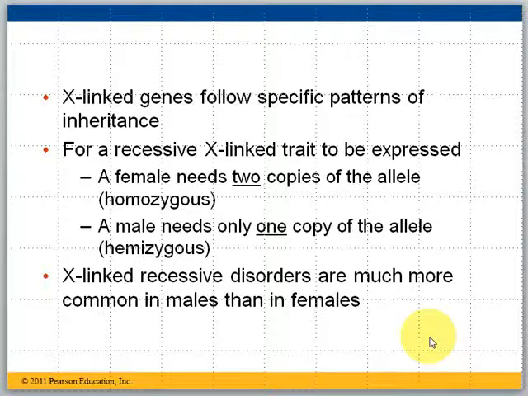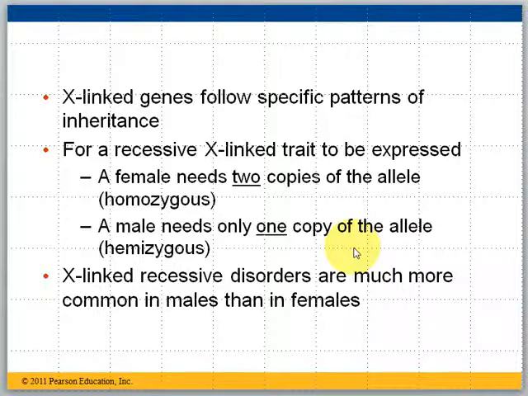For a recessive X-linked trait to be expressed, a female has to have two copies of the allele and be homozygous recessive. That's what you would normally expect. But for a male to show the recessive X-linked trait, he only needs one copy of the allele. We call that hemizygous.